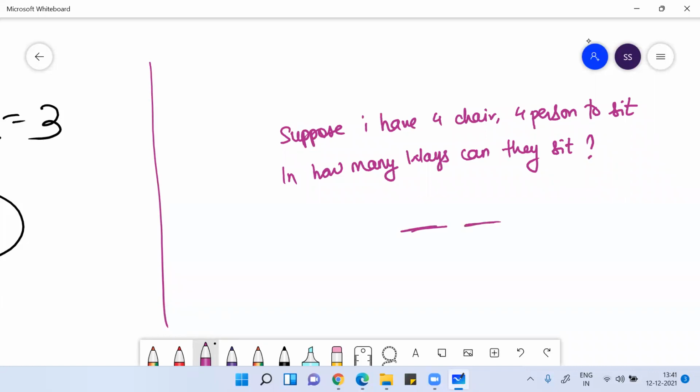So suppose these 4 chairs are there. Please try to understand this. The first person can sit in how many ways? The first person can sit either here or here or here or here.